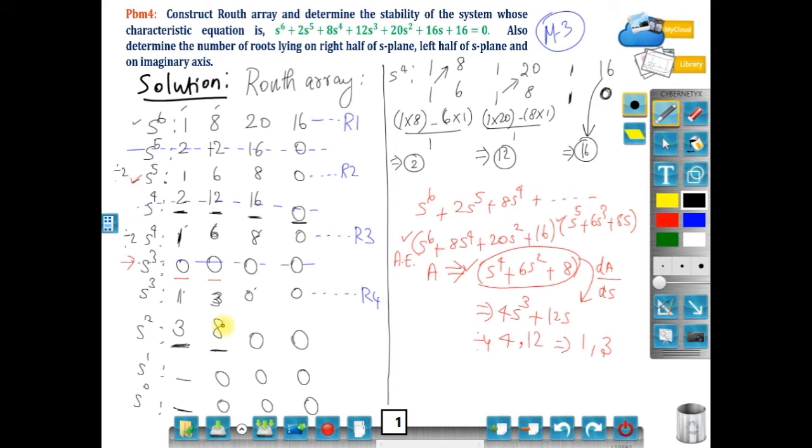So for the S power 1 place, we will consider one matrix like 1, 3, 3, 8. Am I right? 1, 3, 3, 8. I mean 3 cross 3, 9. 9 minus 8 divided by 3. I mean 1 by 3, that is 0.33, I think. Right? Then S power 3, we will consider this matrix, I mean 3, 8, 0.33, 0. The answer is 8.